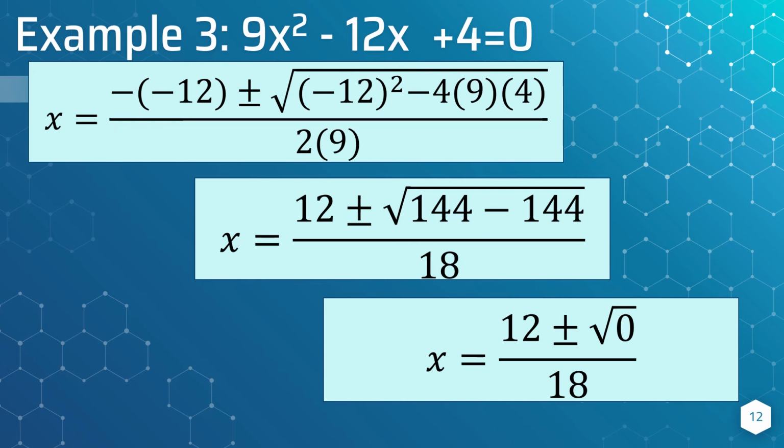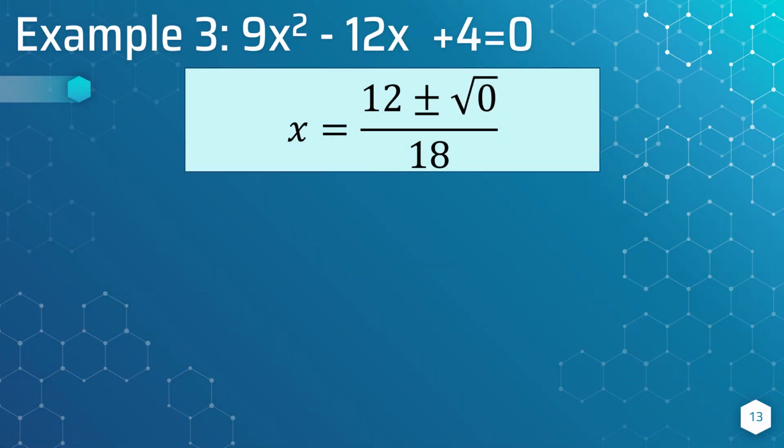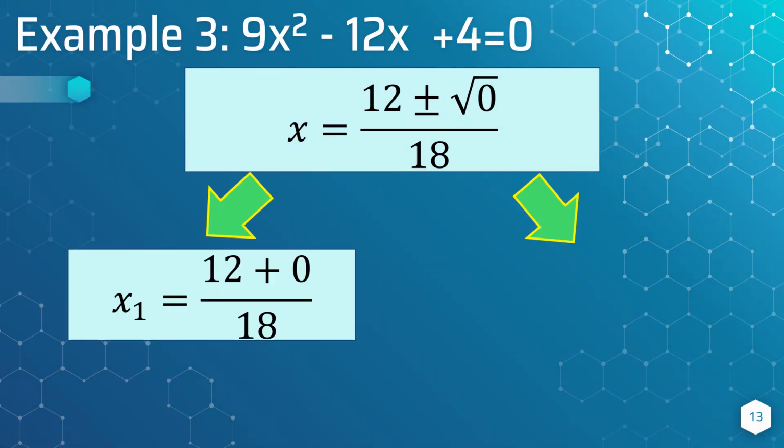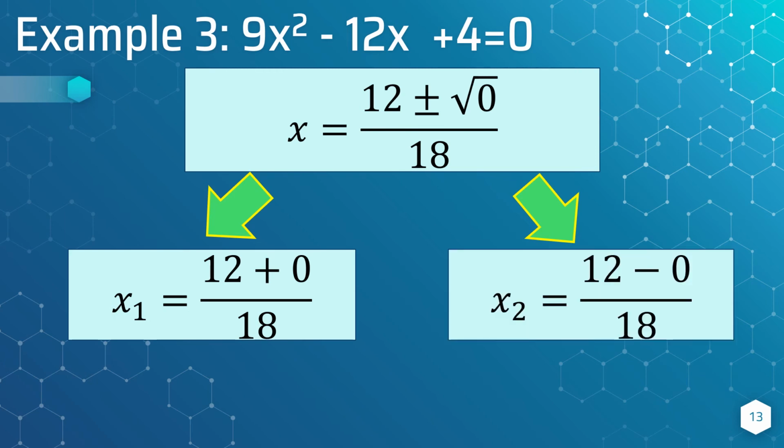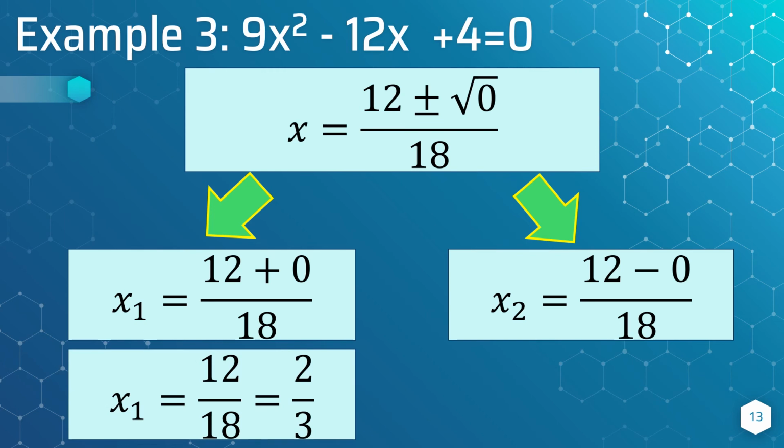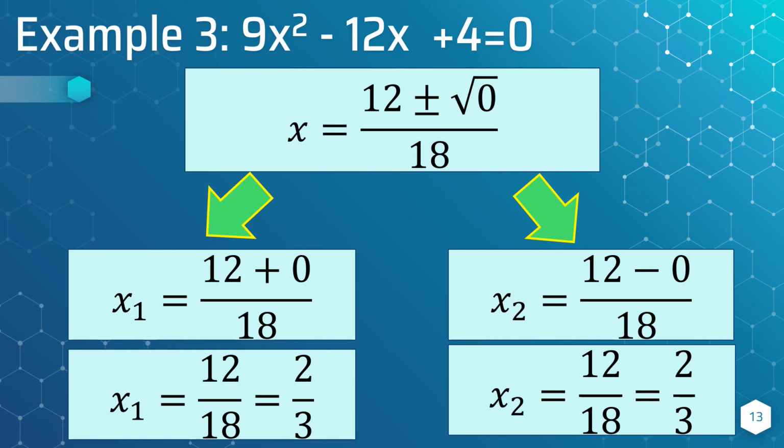So as you can see here, 12 plus minus square root of 0 all over 18. Square root of 0 is 0. So we can just simply have 12 plus 0 over 18 and 12 minus 0 over 18. So we have here 12 plus 0 is 12 all over 18. So we have 12 over 18 for our first value of x. For the second one, we will also have 12 over 18. When it is simplified, that is 2/3. So meaning, the solution for this 9x squared minus 12x plus 4 equals 0 is 2/3.